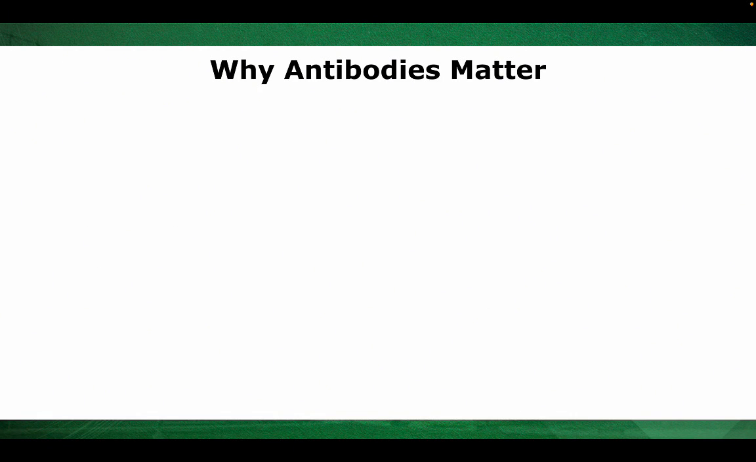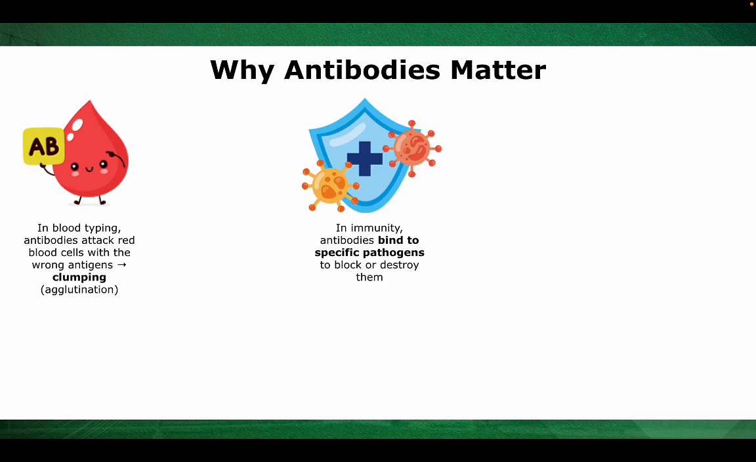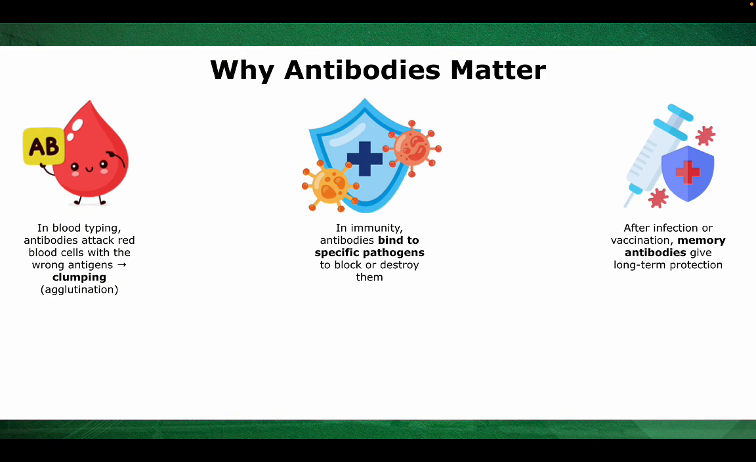In the previous video, you learned how antibodies help identify blood types by attacking red blood cells with antigens you don't have, causing clumping if mismatched. But antibodies do much more than that. They are the immune system's targeted weapons, made to stick to specific invaders like viruses or bacteria. Once they bind, antibodies can stop the threat, tag it for destruction, or block it from spreading. They also leave behind immunological memory, so next time the same pathogen shows up, your body reacts faster. That's how vaccines protect you.